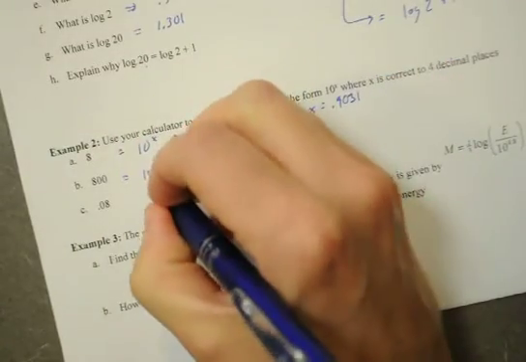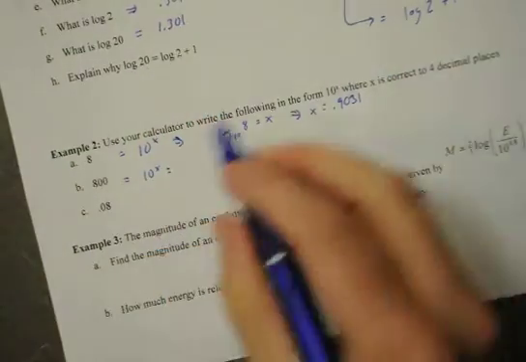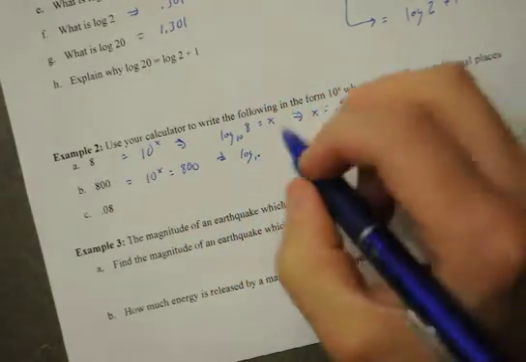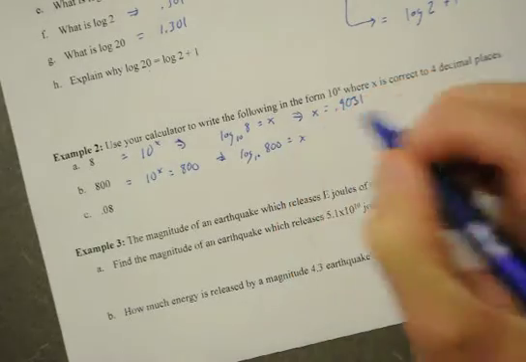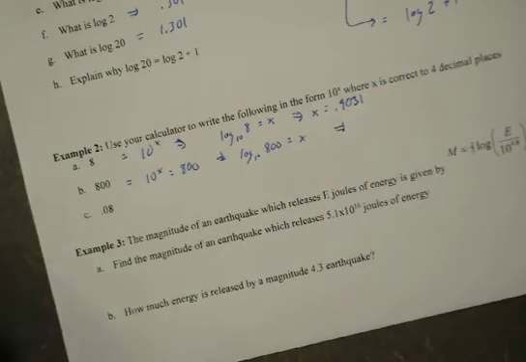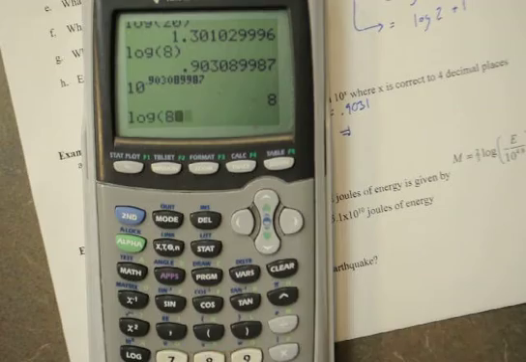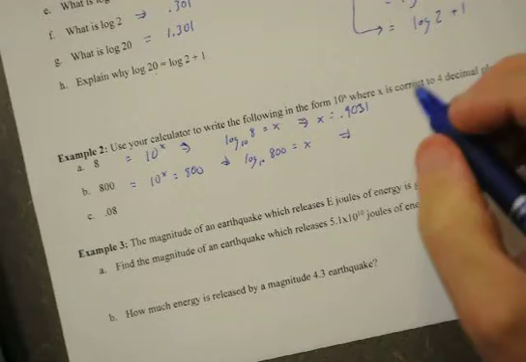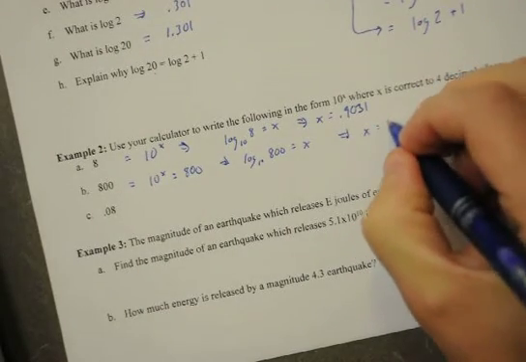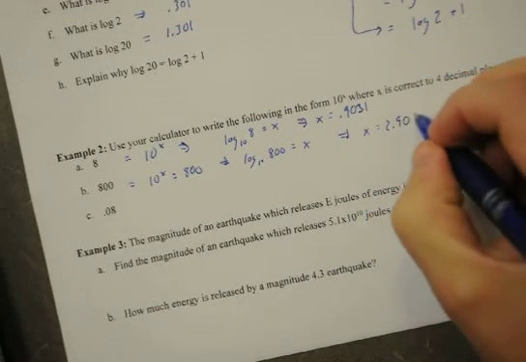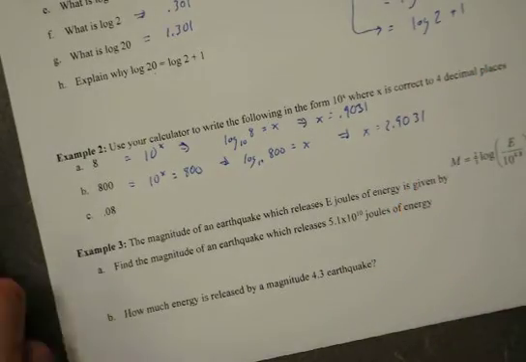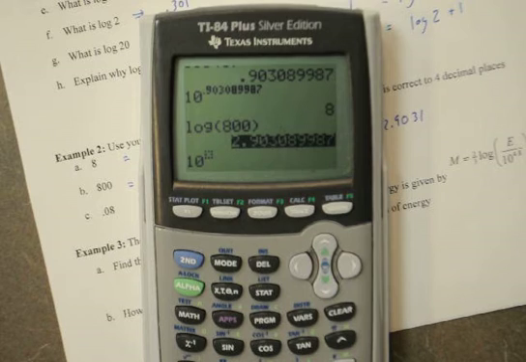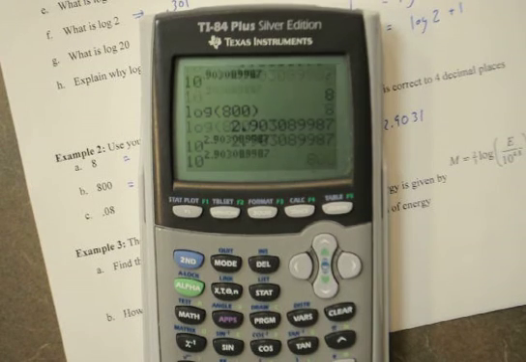So same idea here. Once again, we're asking ourselves, 10 raised to what power is 800? So it's log of 800 is equal to what we're looking for. So plug that in your calculator. Log of 800. And it's 2.9. So x is 2.9031. We can check that. 10 raised to that power is 800.